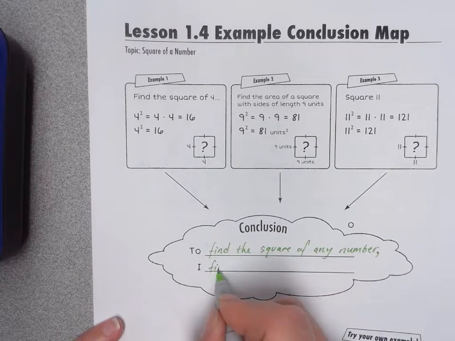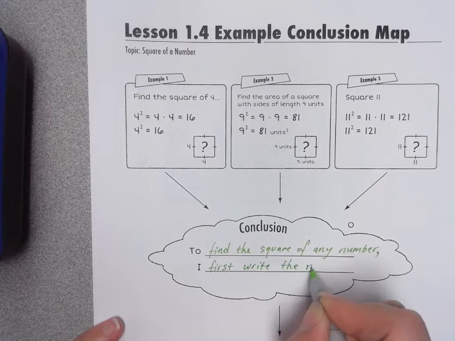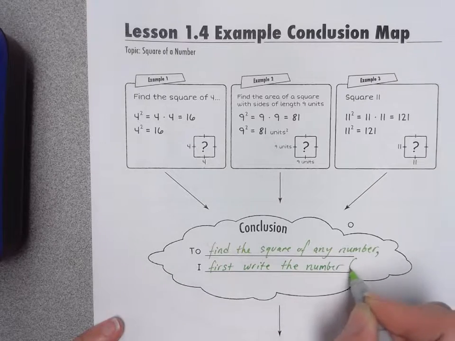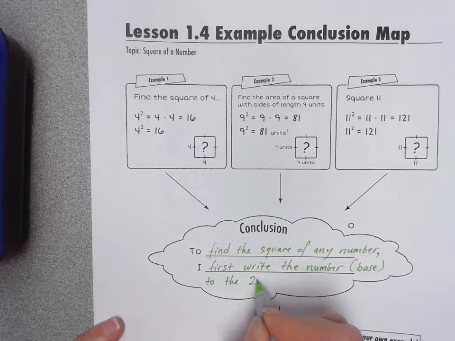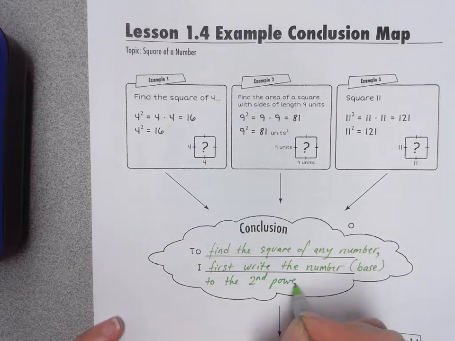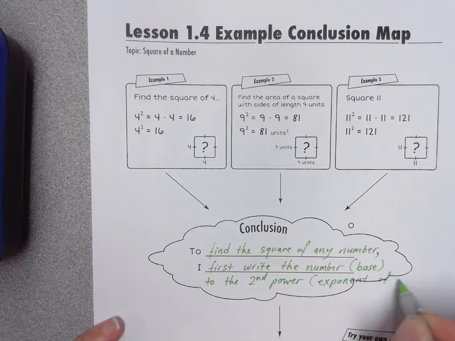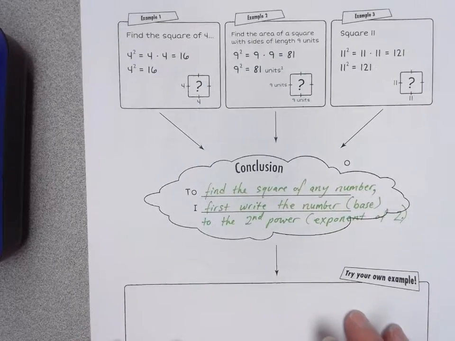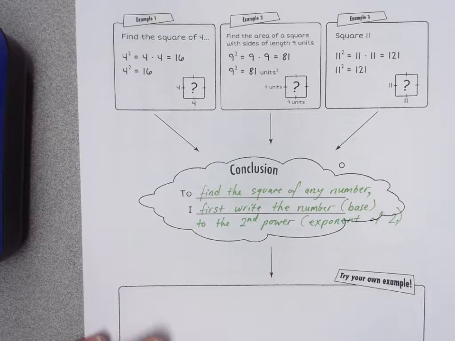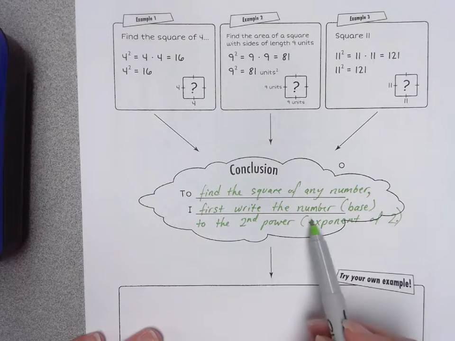I first write the number, and we might call that a base, to the second power. That means an exponent of 2. And we can tell after making these maps as a math department that we need to kind of expand our room to write. It looks like our conclusions get kind of long. So to find the square of any number, I first write the number or the base to the second power, or the exponent of 2.